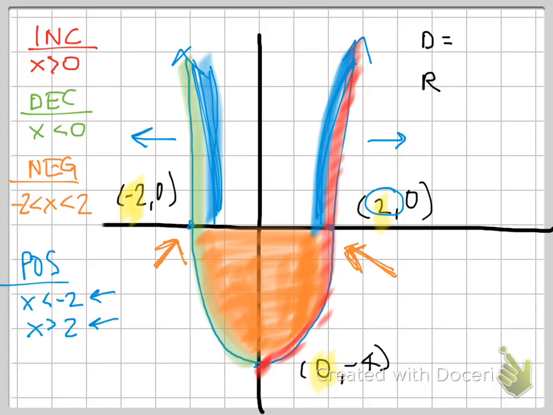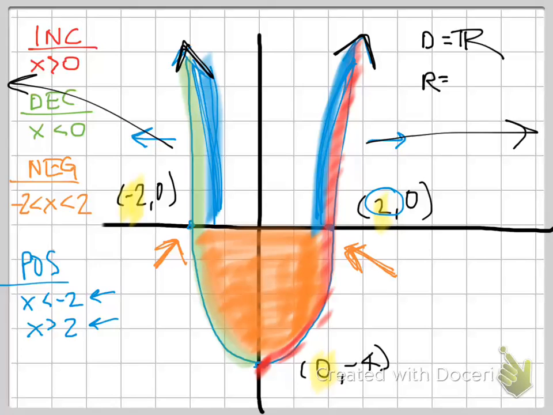Domain are your x values. Now, if you look at this graph, remember what these arrows mean, that they keep going forever, and they'll be going out this way forever and out that way forever. So what that means is your domain is going to be all reals. Now remember our little sign here, looks like a dollar sign, that's an R. That means all real numbers. So that means that every number, negative, positive, 0, everything's going to be eventually used in this quadratic.